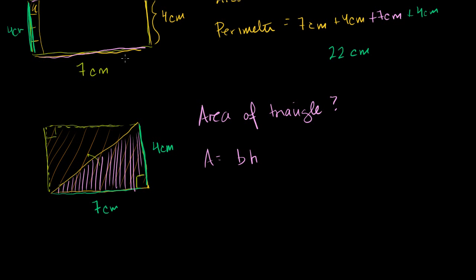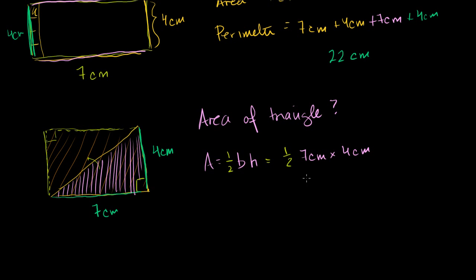Now, so far, base times height is the area of a rectangle. So in order to get the area of the triangle, you're going to multiply that times 1/2. So 1/2 base times height. In our example, it's going to be 1/2 times 7 centimeters times 4 centimeters. We already know 7 times 4 is 28 centimeters. We did that up there. And then we want to multiply that by 1/2. So it's going to be 14 centimeters, just like that. So the area of this triangle is exactly half of the area of that rectangle.